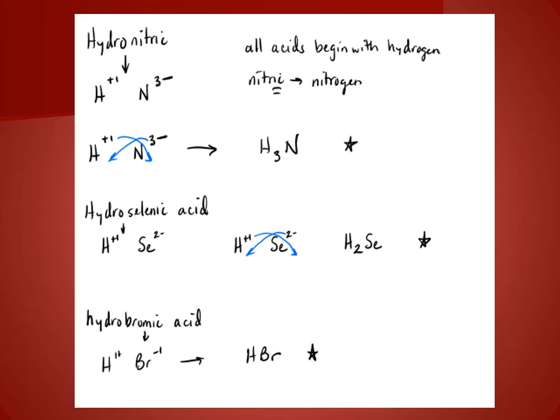Okay, with hydroselenic, well, hydro is the hydrogen, so there's hydrogen with a positive 1. Selenic comes from selenium. Selenium is Se with a 2 negative charge. The 1 and the 2 do not cancel, so I crisscross, and then H2Se is the final formula. For hydrobromic acid, beginning with hydrogen, positive 1. Bromine is a group 17 element, so it's a negative 1 ion. 1 and 1 cancel, so it's just HBr. So there we go. There's your final answer there.